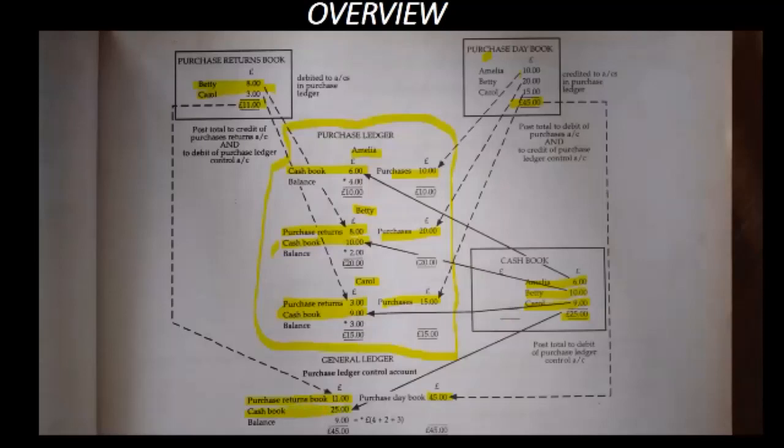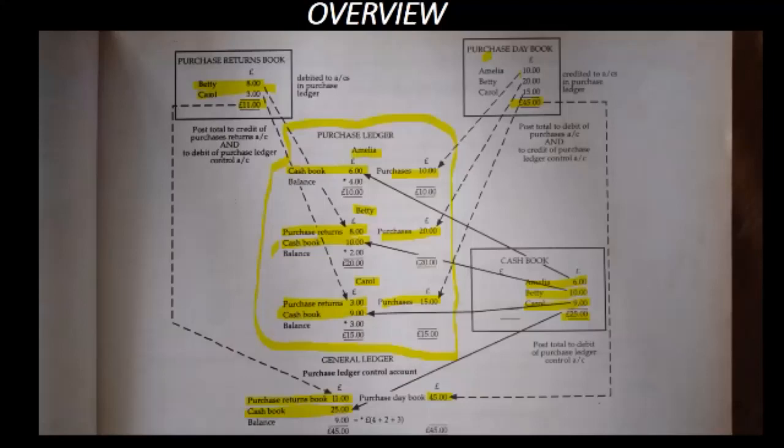Okay, and there's one other item that does not show up in this example, and that's the discounts received. It should be on the side. In this case, we don't have any discount received.